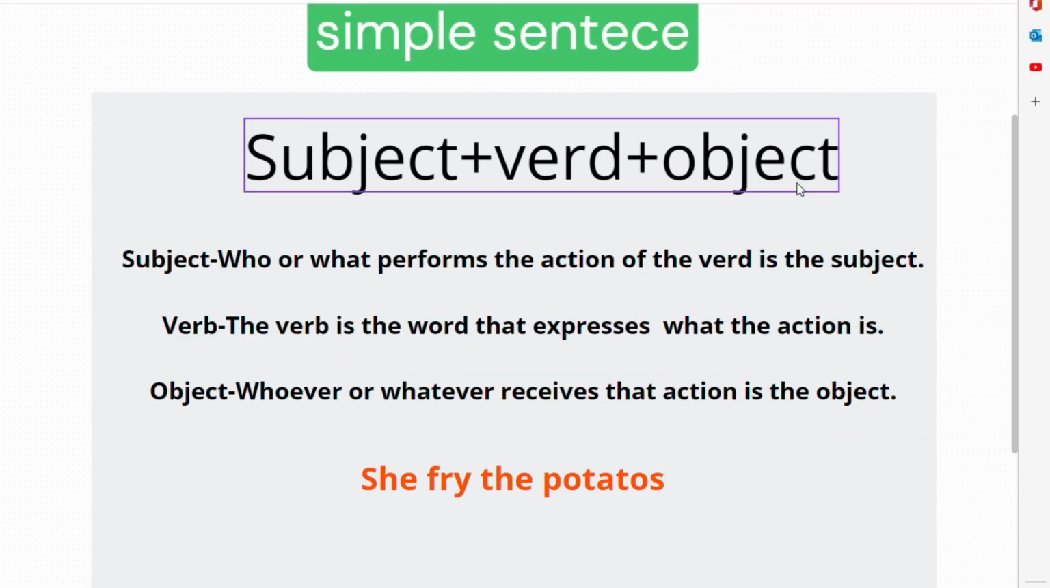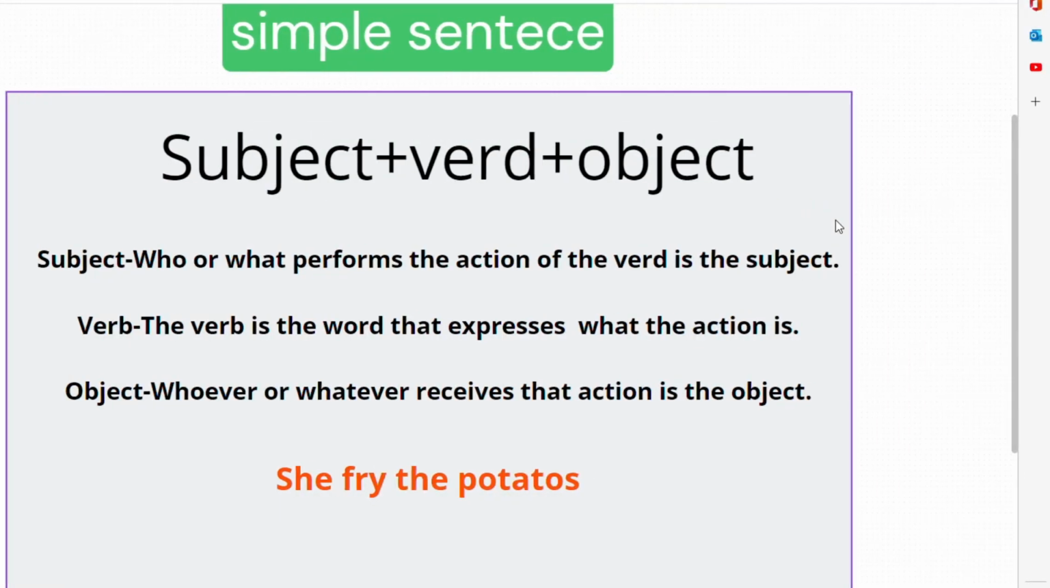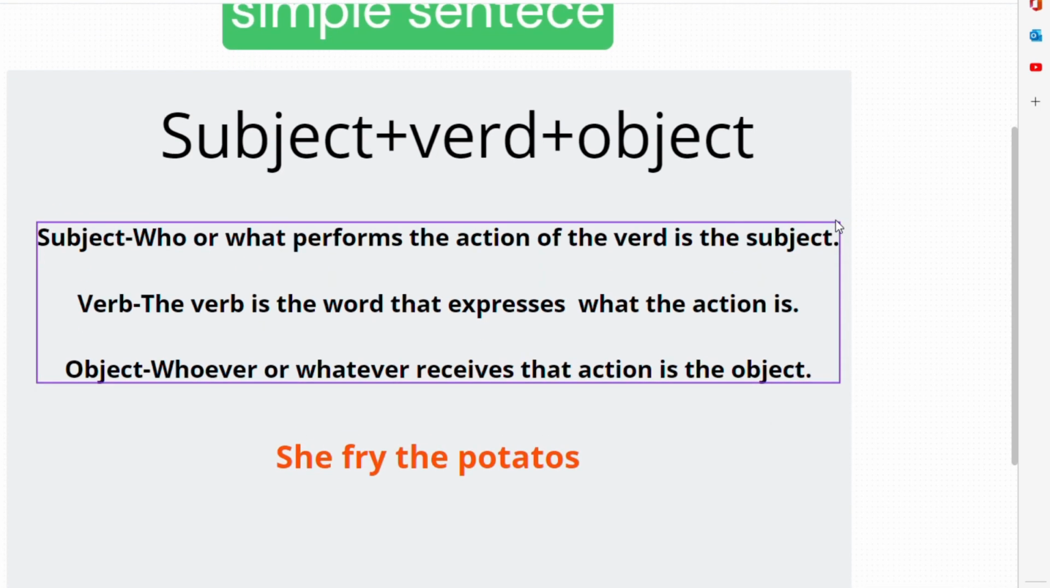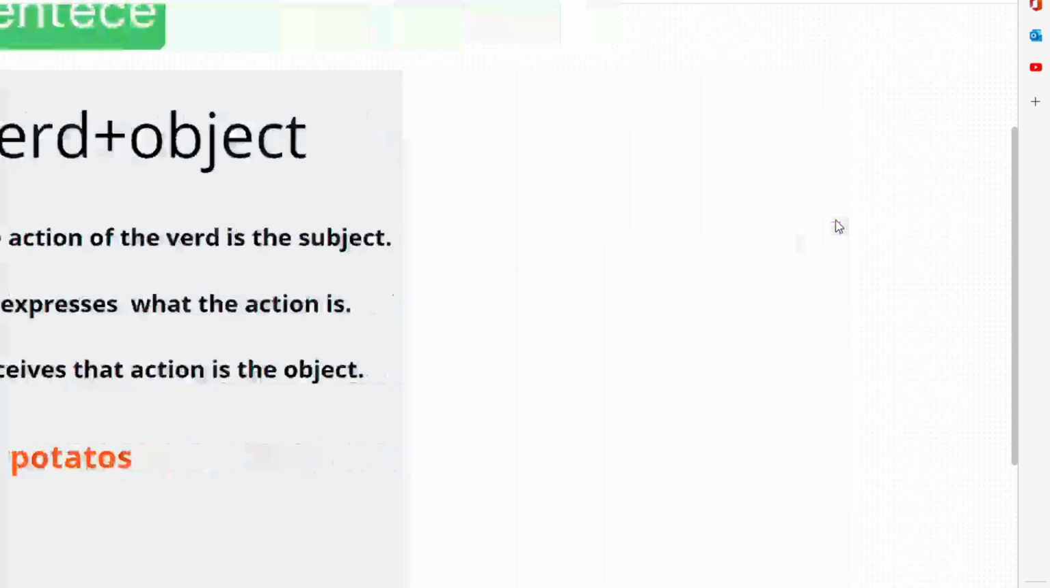Simple sentence and its structure. The simple sentence has a subject. The subject is the person or something that does the action. The verb is the word that expresses the action. The object is whoever receives the action. For example, she fried the potatoes.